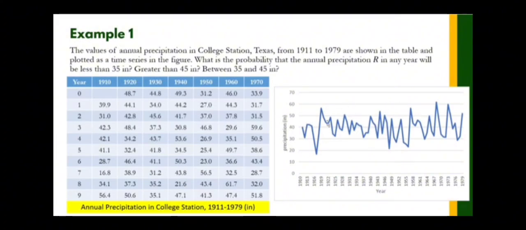This is what we call a time series, because the x-axis is in years and the y-axis is the precipitation in inches. The numbers on the table are the annual precipitation in College Station, measured in inches, which is the total measured observation for 1 year. So now let's proceed to finding the total number of observations. Our given years are 1911 to 1979, so that is 79 minus 11 plus 1, which is equal to 69. That is our total number of observations.